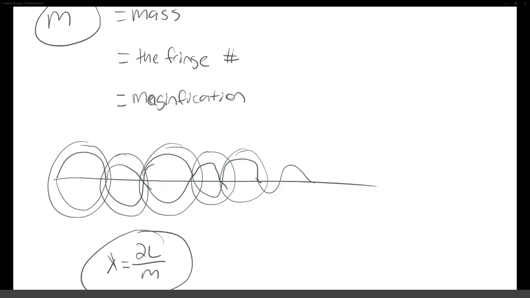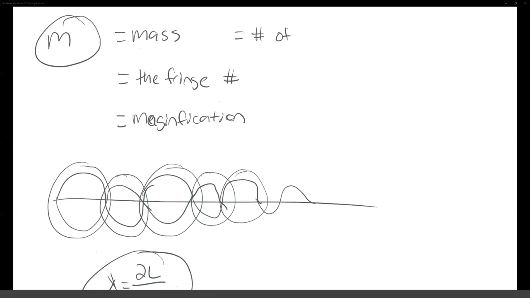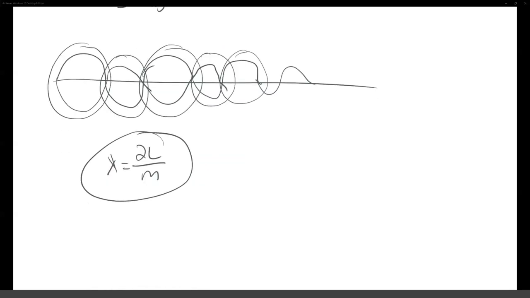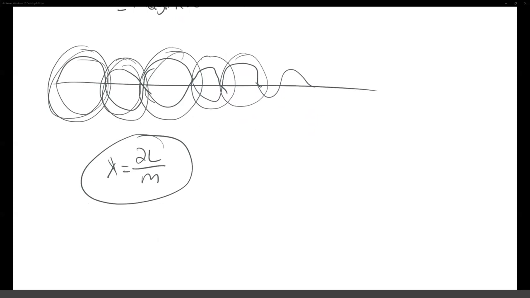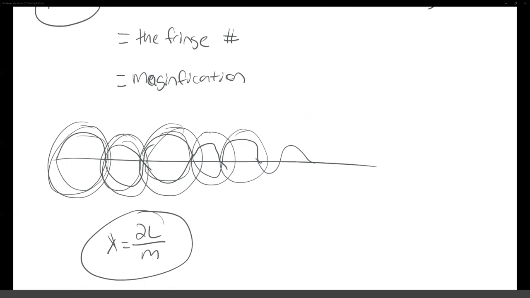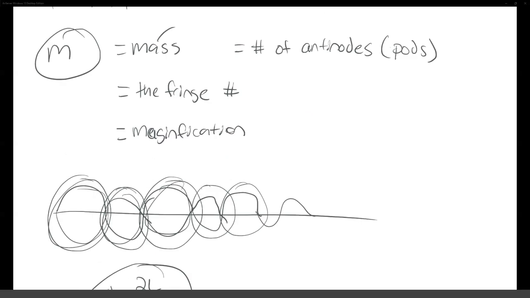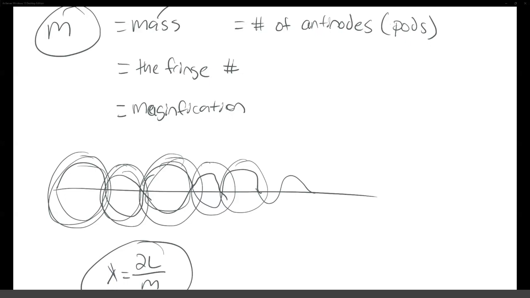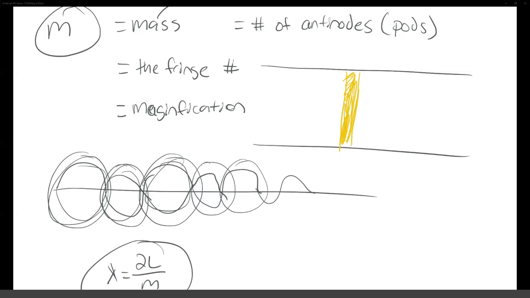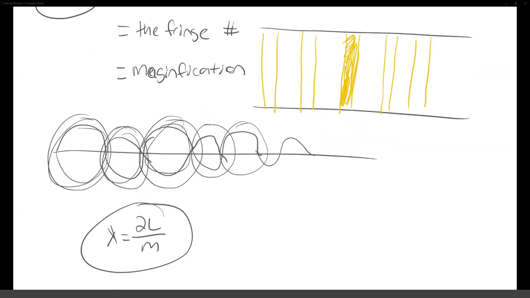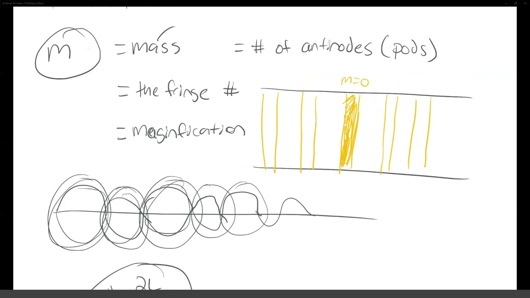So yeah, M can also mean the number of antinodes, which we call pods. A lot easier to think of, right? Like when you see a circle, that's one pod, two pods, three pods. So mass we know. The fringe number, I'll explain a little more because somebody was asking a question. If we have a light pattern like we had, a central maxima and a couple more lights, our M values would be M equals 0, and then 1, 1, 2, 2.